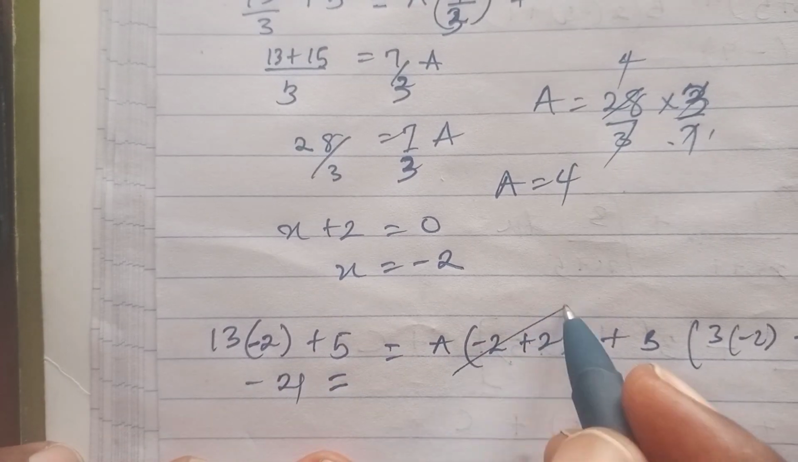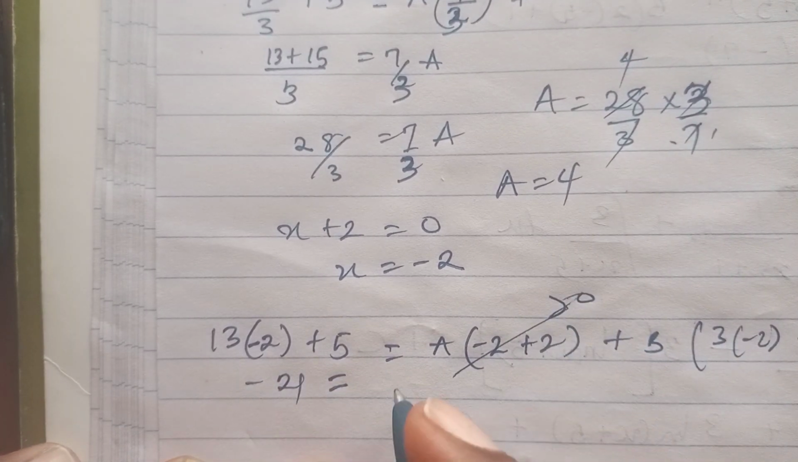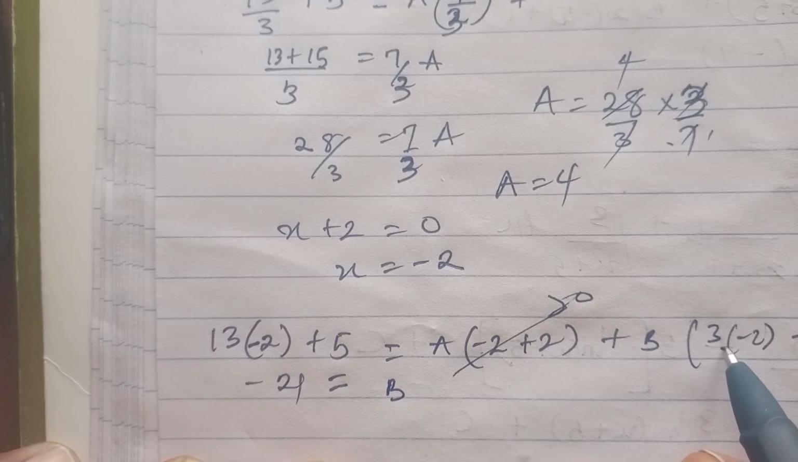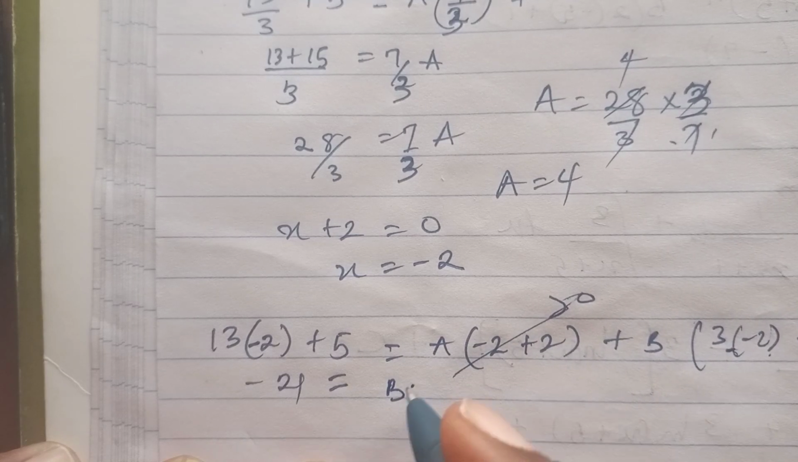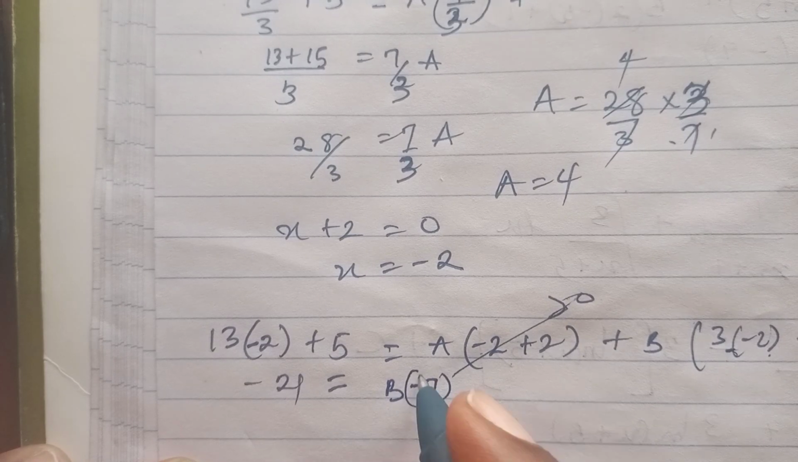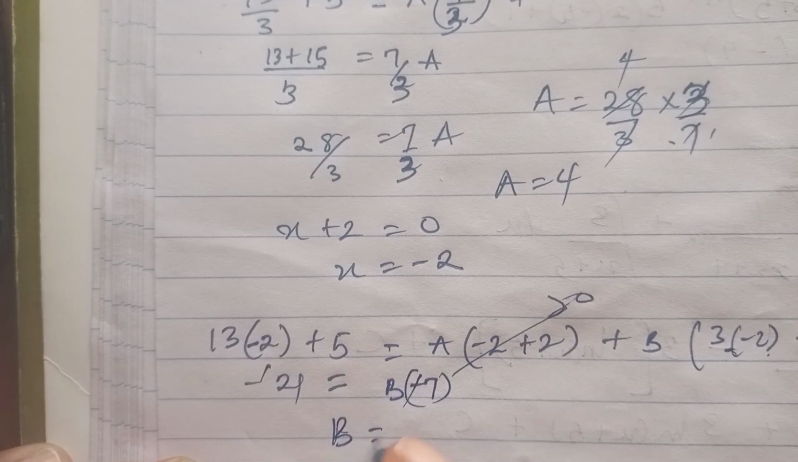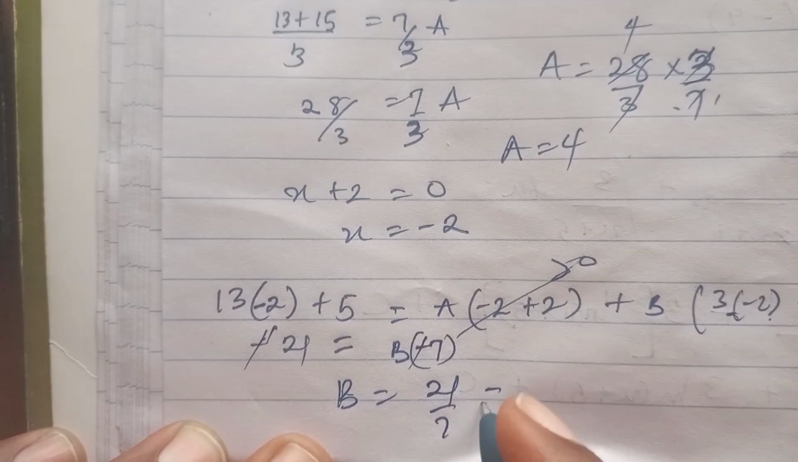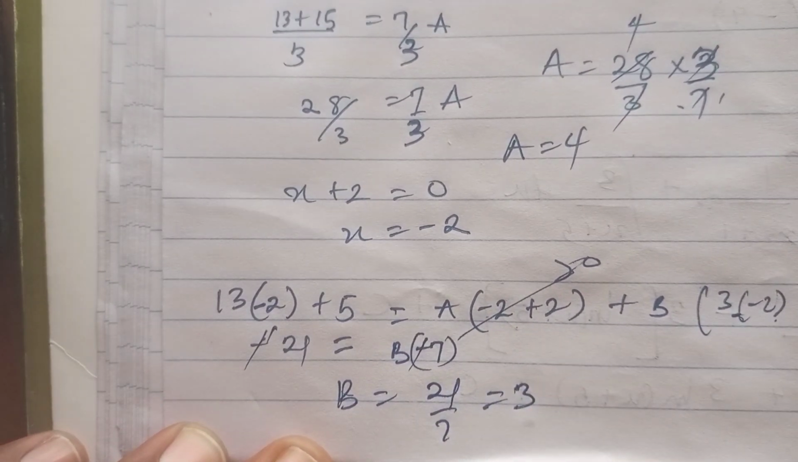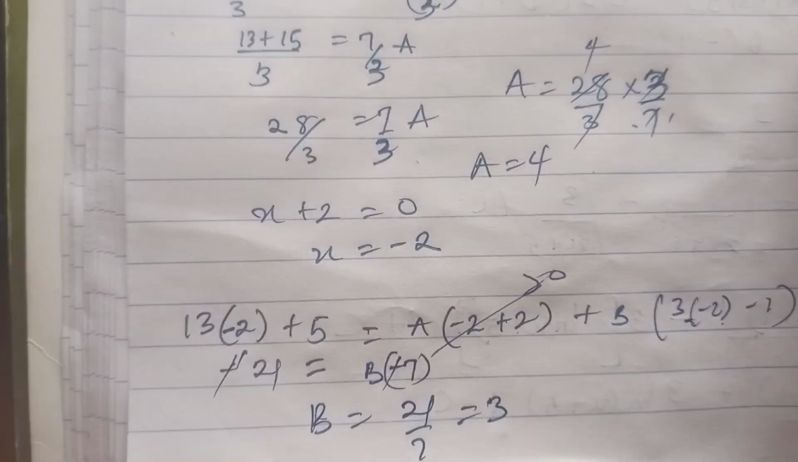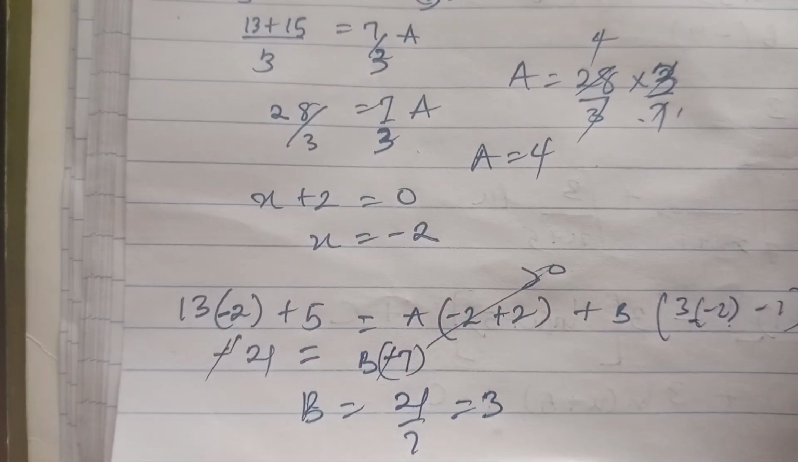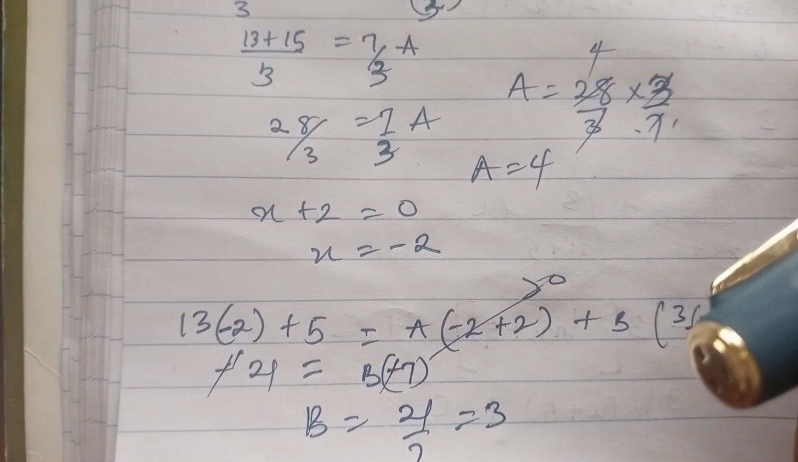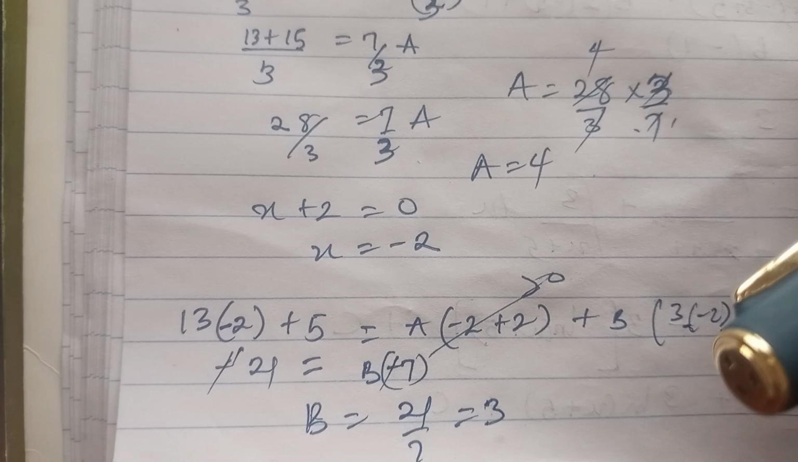Equals, this a term will go to 0, to knock out each other. So this will be b times minus 6 minus 1, so this is minus 7. So from here, minus will knock out minus, so b will be 21 over 7. So that's 3. So finally, we have our partial fractions: a is 4, b is 3.